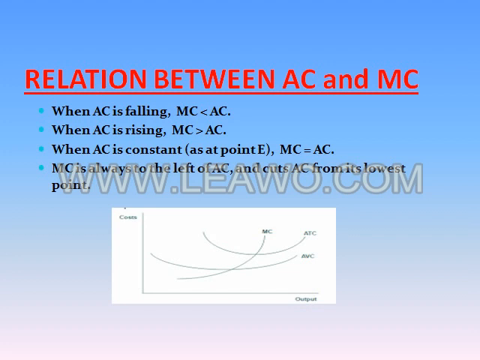Relation between AC and MC. When AC is falling, MC is less than AC, as in the given figure. When AC is rising, MC is greater than AC. When AC is constant, as at point E, MC is equal to AC. MC is always to the left of AC and cuts AC from its lowest point.